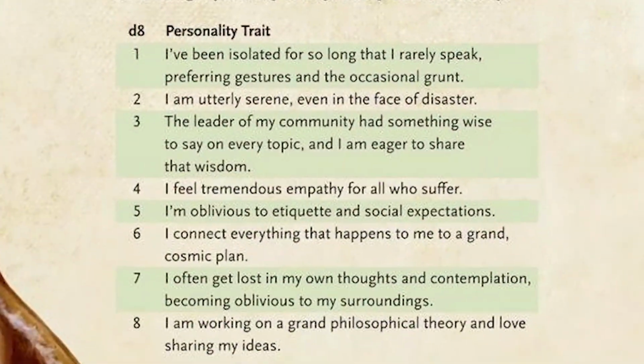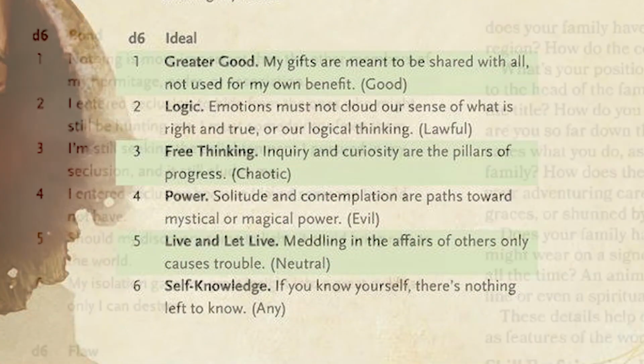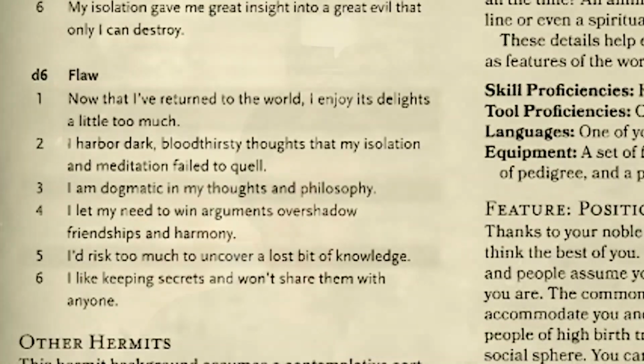Now let's get back to the second page with your personality traits, ideals, bonds, and flaws. So if you can look in the Player's Handbook with me, you can see that with each of these backgrounds, it has a personality trait, d8, ideal, d6, bond, d6, and flaw, d6. All of these different tables for pre-made personality traits, ideals, bonds, and flaws.